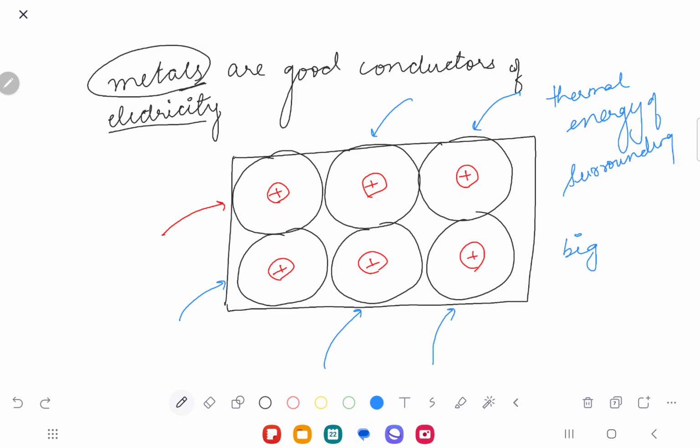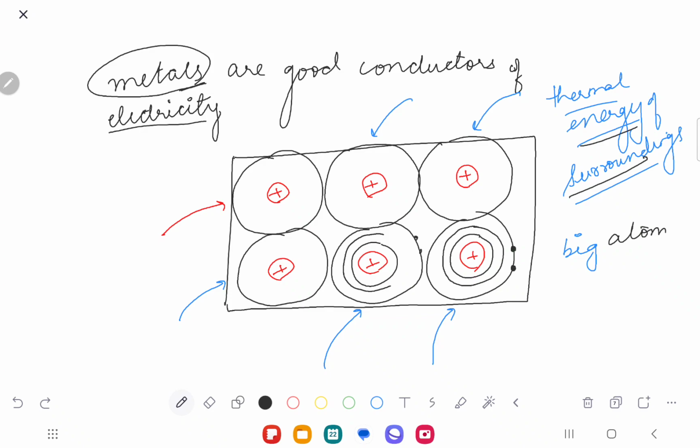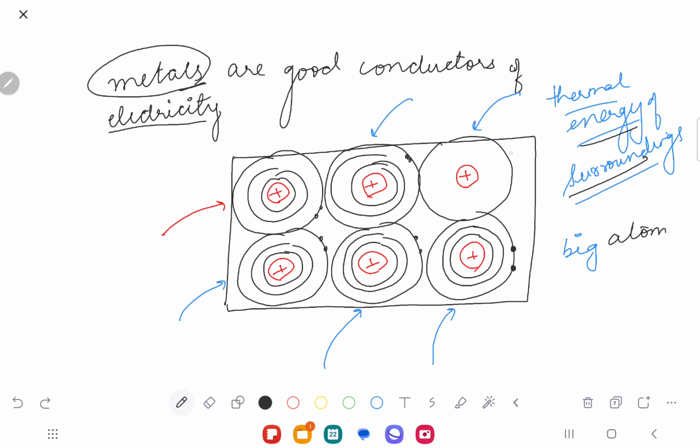You understand? Because of the thermal energy of the surroundings, that big atom needs only a little bit of energy. And that little bit of energy is enough. When we look at this atom, there might be a lot of shells. Since the last shell is the farthest, the electrons from the last shell are actually removed. Do you understand my point?